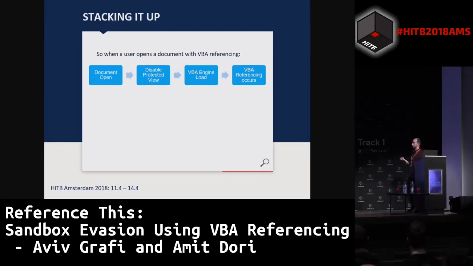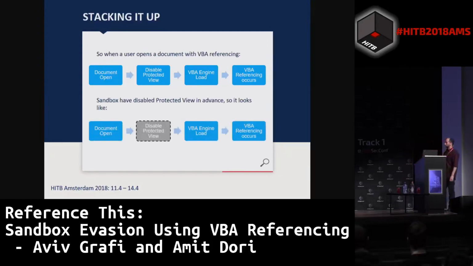And if we look at the sandbox, being automatic and fast and secureless, we have protected view disabled. And once it's disabled, the order is different. So you open the document, that's the same, no protected view. Once you open the document, the VBA engine loads immediately, causing the VBA reference to happen at the same step. But you didn't have protected view enabled, so we can actually spot the difference between a sandbox and a user. And we're going to rely on it.